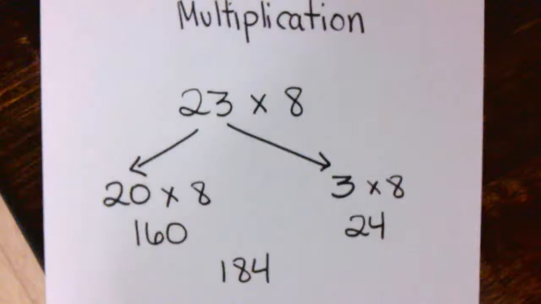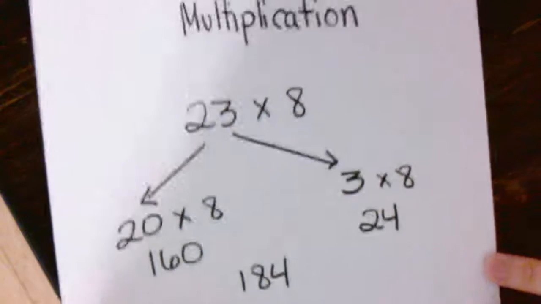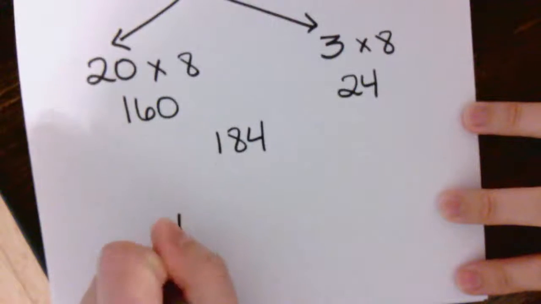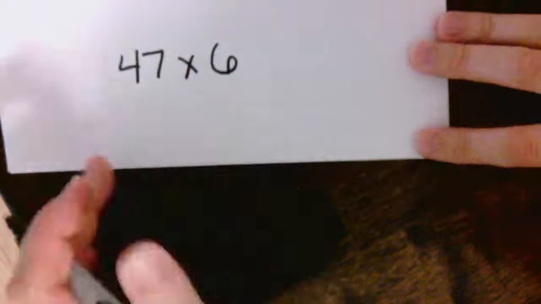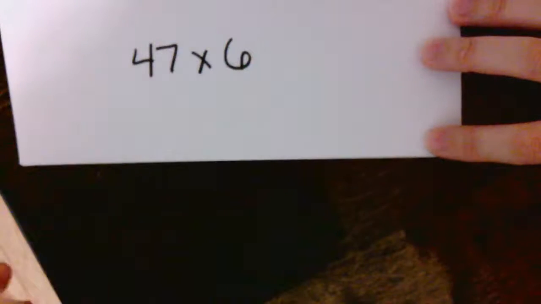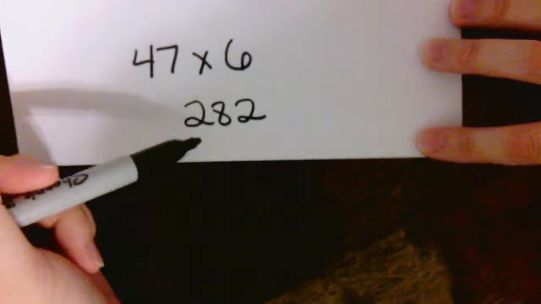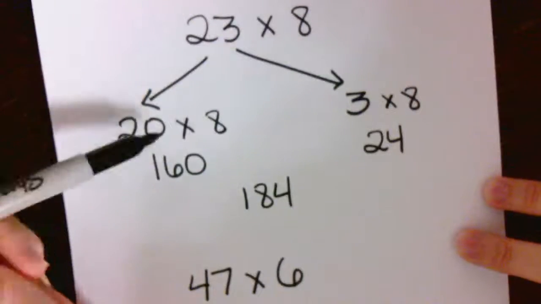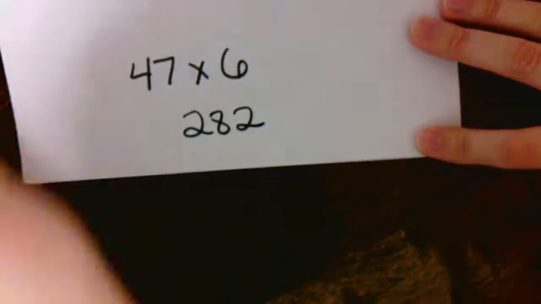Once students become comfortable with this method, it becomes a lot easier to compute smaller problems mentally. For example, if I take 47 times 6, I can say that 40 times 6 is 240, and 7 times 6 is 42. 240 plus 42 is 282. Not all students will get to this point. Many students will still need to use some written form, but for the students who can do this mentally, it's a great method to speed up some basic problems.